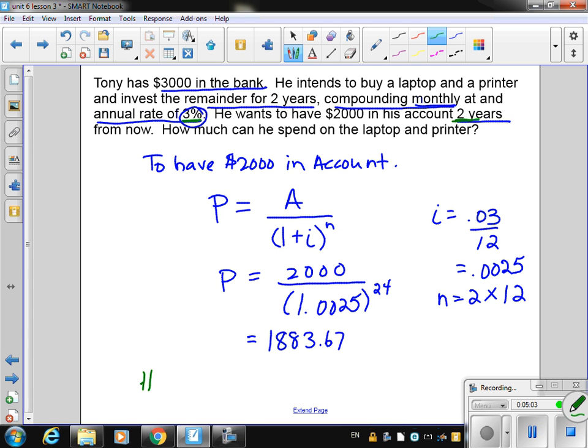So he can spend the remainder, which was $3,000 in the account. He's going to invest $1,883.67 of it, and he can spend $1,116.33 on a laptop.